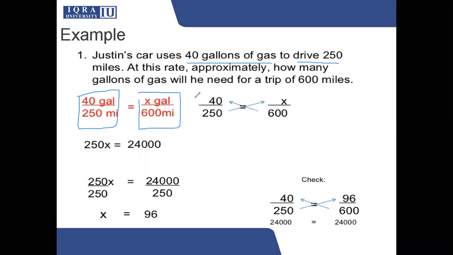Now this is another ratio, and then you equate them to each other to get a proportion, then cross multiply and solve for X. You'll get the value of X as 96. You try it out again and you find out that both numbers are equal. So this is the correct value. So basically he will need 96 gallons of gas to travel 600 miles, right?